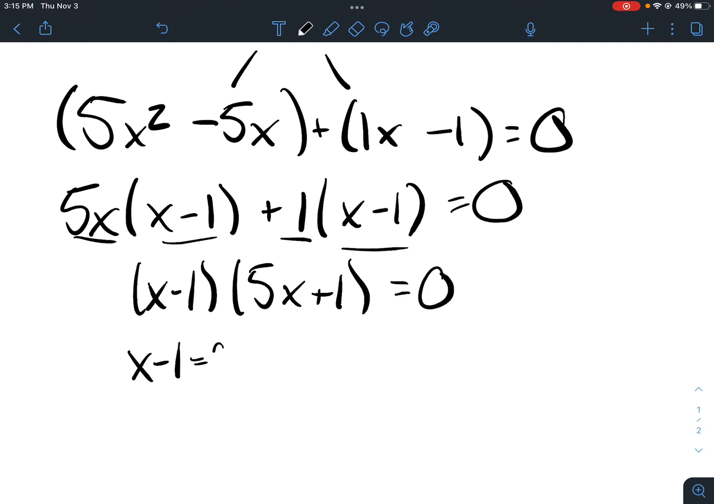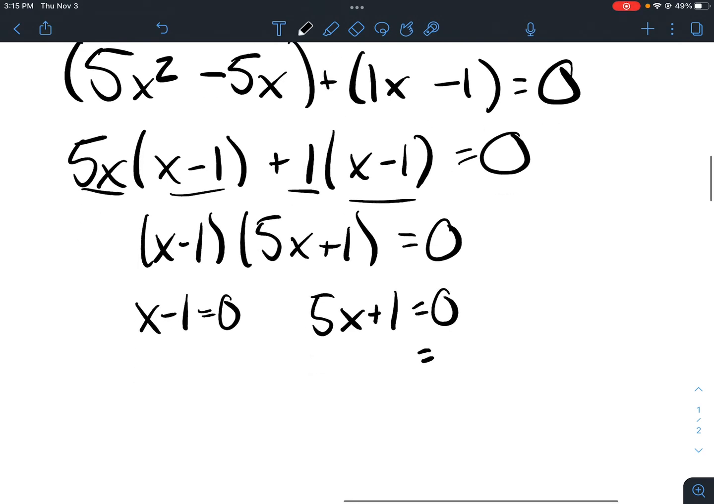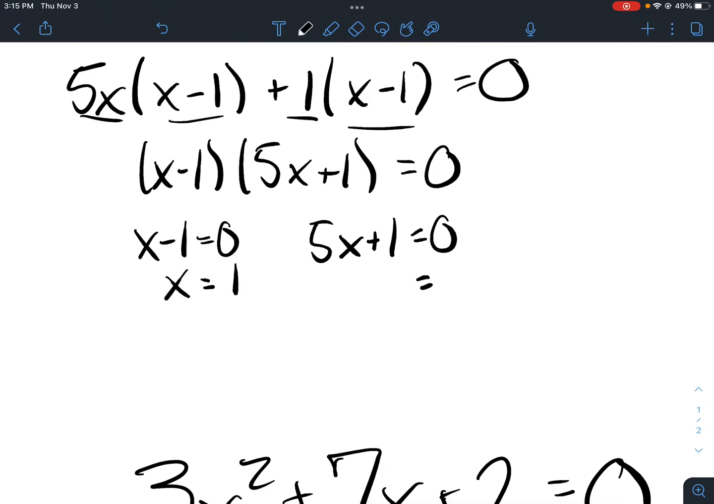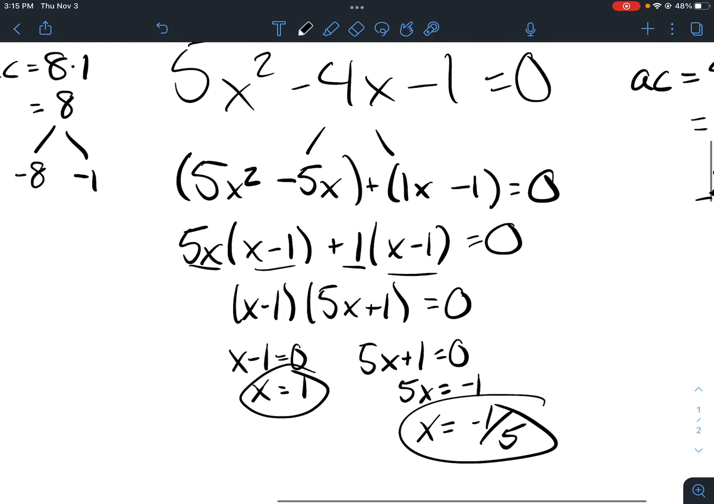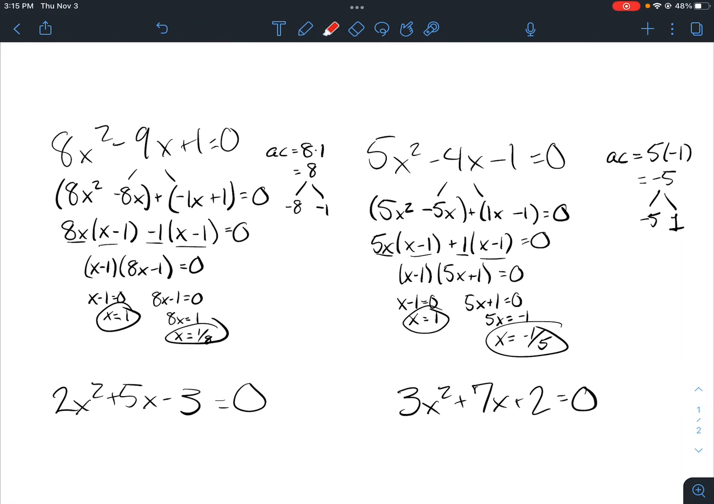That's equal to 0. So x minus 1 is equal to 0, and 5x plus 1 is equal to 0. So we have x is equal to 1, and 5x is equal to negative 1, so x is equal to negative 1 over 5. So these are your answers. Remember, all of your answers are going to look like this. They're going to have x equals. You're not going to leave anything like this. I've seen this on the homework that some of you turned in today, that some of you left it like this. This is not good enough. You need to find the x values like this.